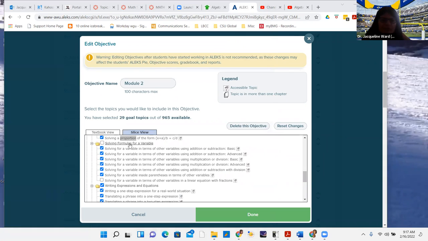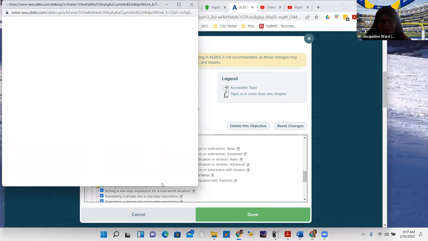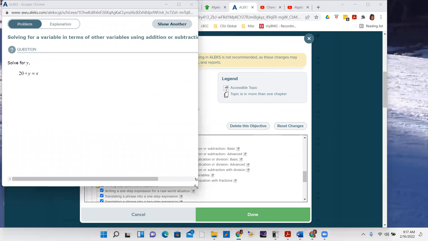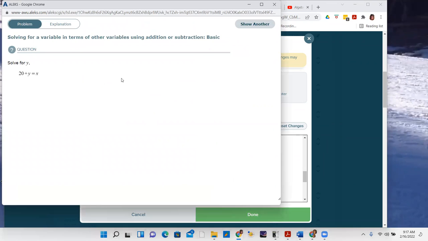Okay, solving formulas for a variable, and they're just different types, but these are all the same idea. So remember, when we're solving for a variable, in this case, it says solve for y. So that means we want to get y equals something. Whichever variable you're solving for, you want to have by itself on one side of the equal sign.